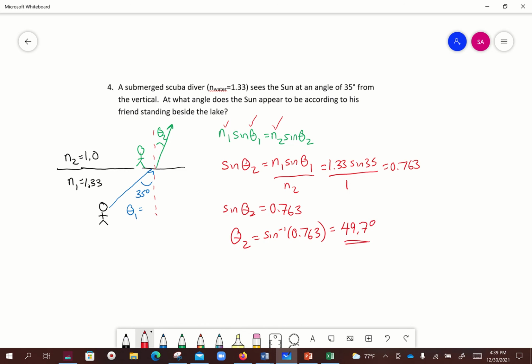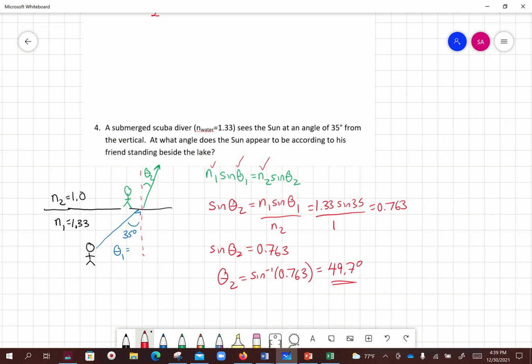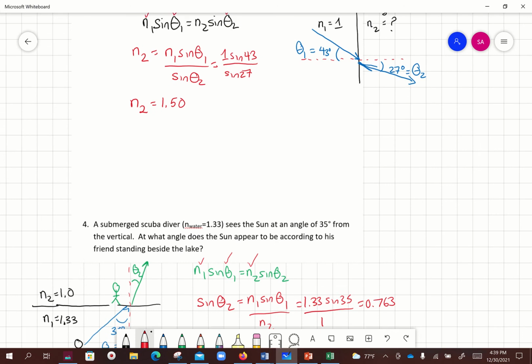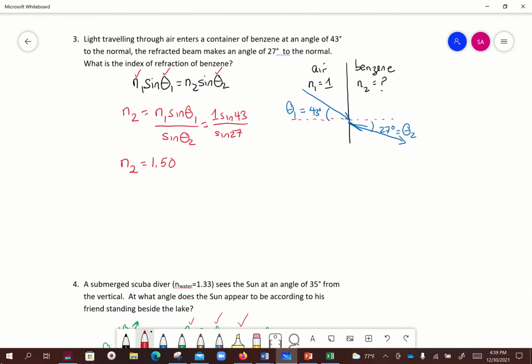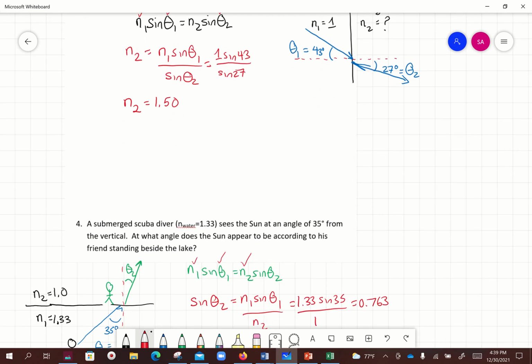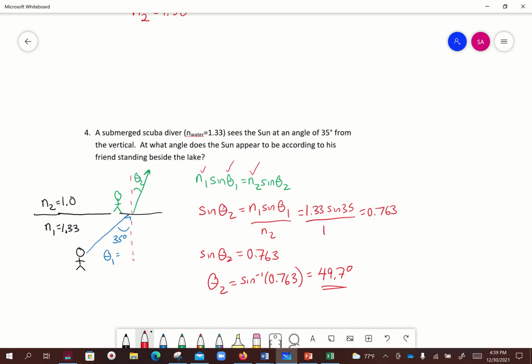Right, so in this case, theta 2 is bigger than theta 1 because I'm going from a high index to a low index. If I'm going the opposite way, in my problem 3, I'm going from air to benzene, then the angle in the air is bigger than the angle in the benzene. And in this case here, the angle in the air is bigger than the angle in the water. And you can see I drew my picture wrong, didn't I? I should have drawn my line for the sun's ray at a bigger angle, not a smaller angle.